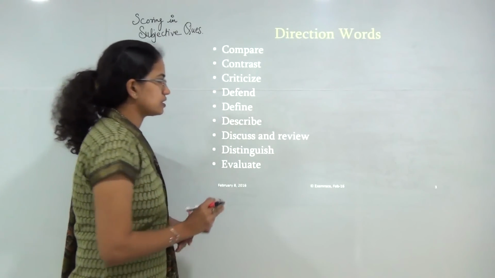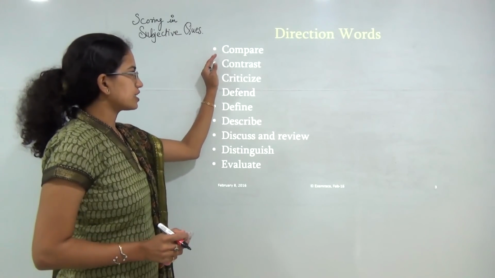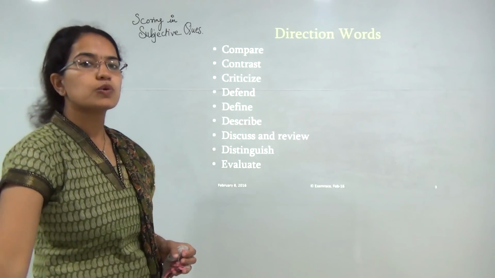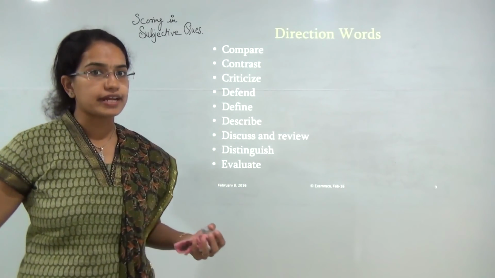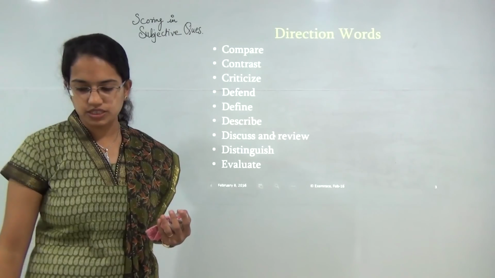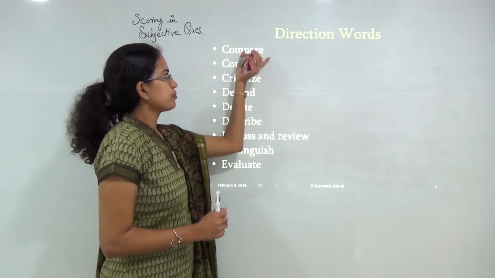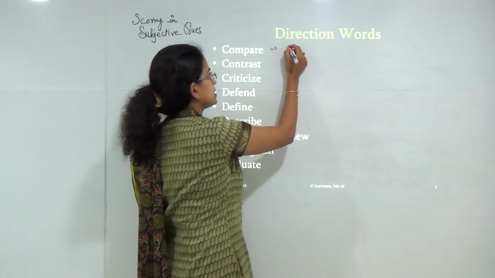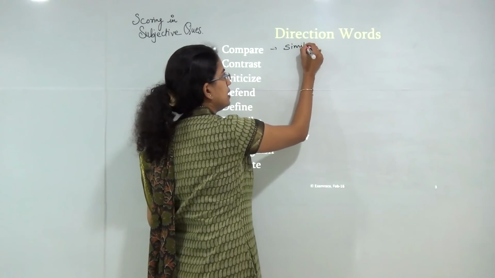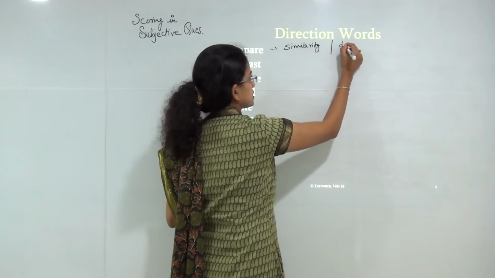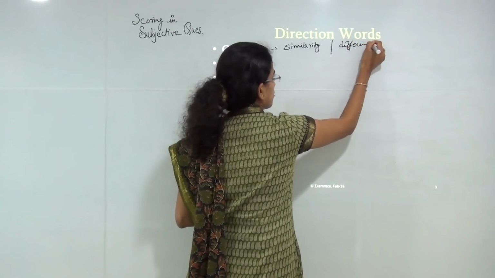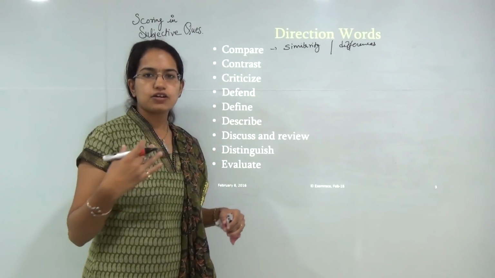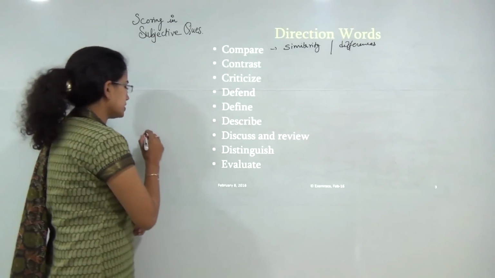Now, most of the questions in subjective examinations start with some direction words. So we must be very clear about what to write for what kind of direction word. For example, if the question says compare two phenomena, we have to write the similarities as well as the differences. Now most students, if a similarity or difference is asked in the question paper, will start writing it.